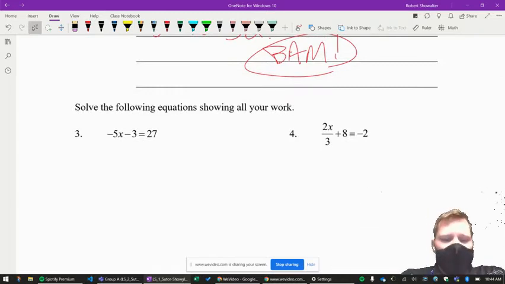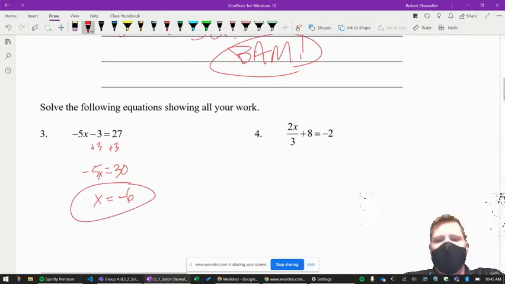Here we go. Let's do this. Add 3, that's 30. Divide by negative 5, and then we get negative 6.